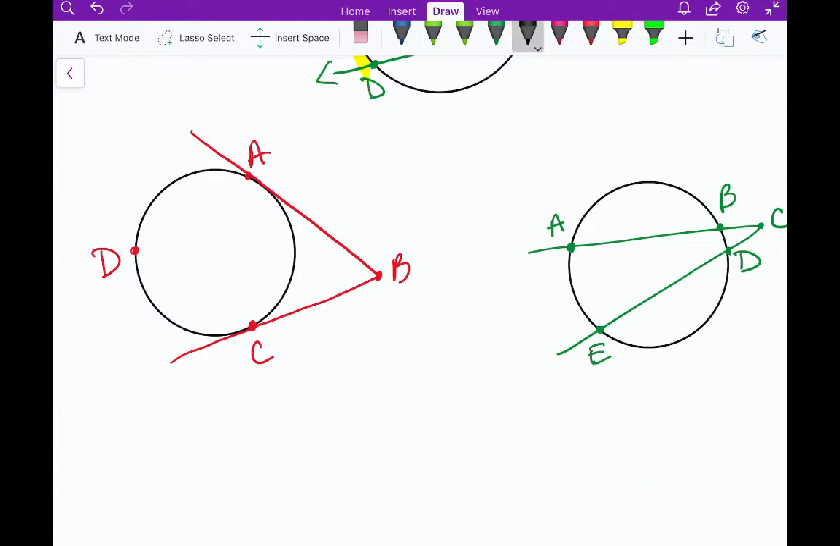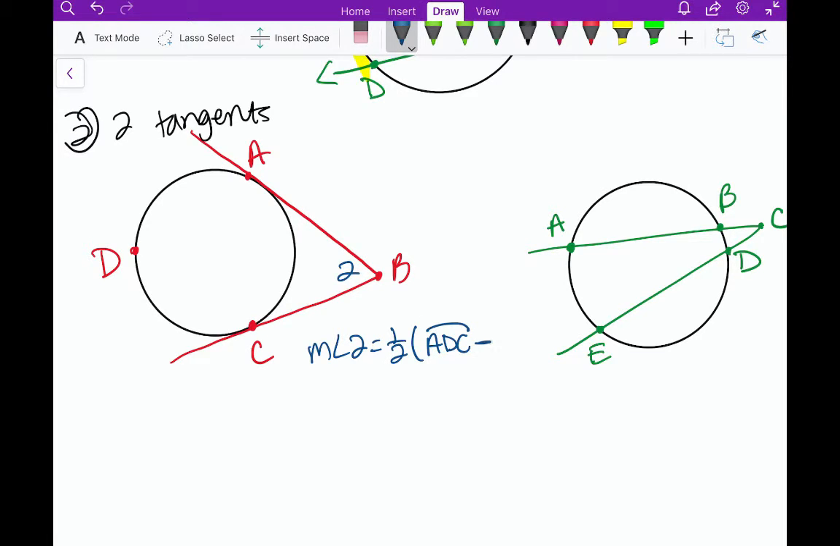The next example is 2 tangents, and they intersect outside the circle at point B. The measure of angle 2 is going to be basically the same thing: 1/2 the difference of arc ADC minus arc AC. Notice how I named the major arc using the letter D, because I can't just use AC for both. I have to make sure I know the difference.